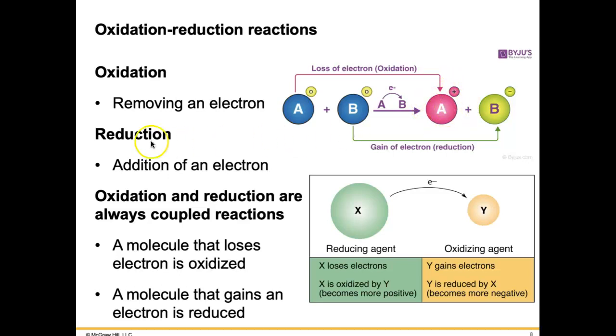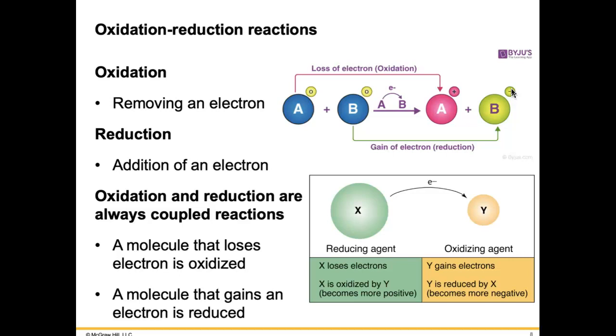And when we say something is going to go through reduction, it means we are adding an electron to it. So here we see molecule B is neutral, but then it gains that electron from molecule A. We can kind of see that in the middle here. And therefore we have one more negatively charged electron, so we're going to put a minus here. So these oxidation and reduction reactions are always coupled reactions.